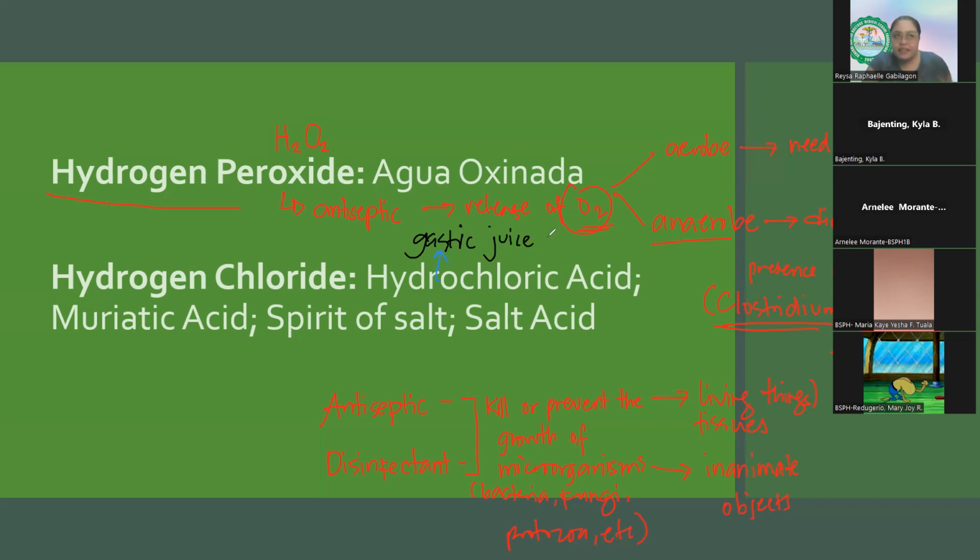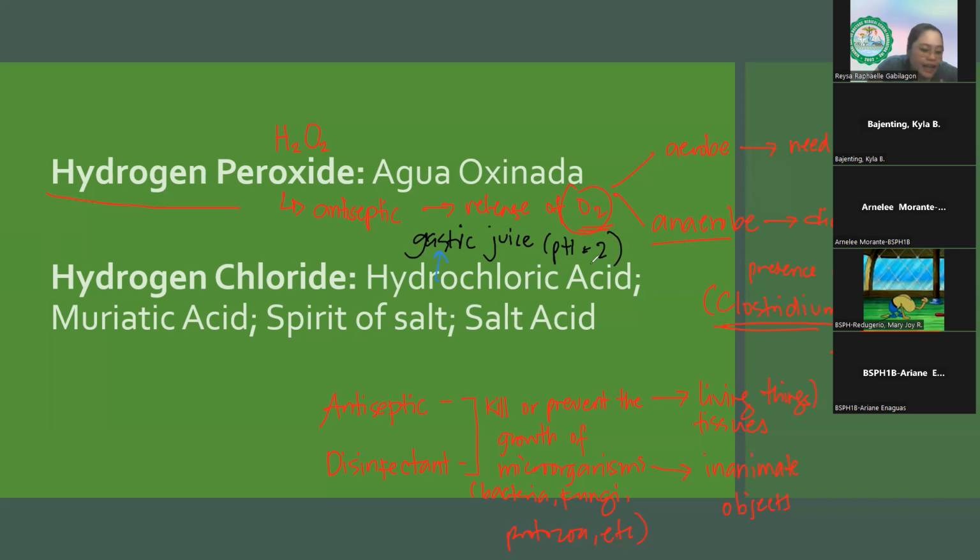So, very acidic yung stomach. Yung pH niya pwedeng bumaba up to 2. Okay? So that's how acidic our stomach is kasi nga nagpo-produce tayo ng sarili nating acid. And that is hydrochloric acid.